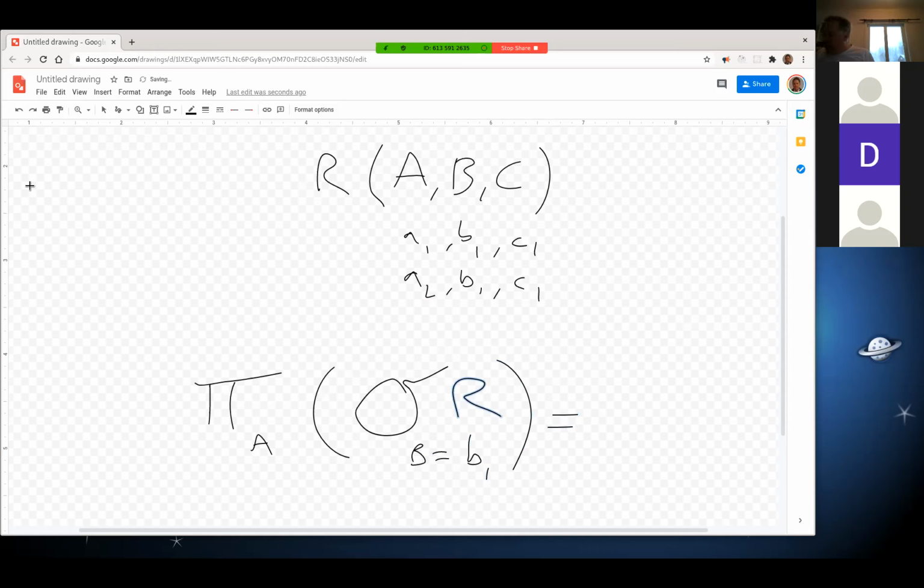So the very first operator, what we do here is we apply the select operator over R, and we look for the tuples where B equals B1. Oh, that's both of them. So this internal expression returns a relation, and it's just this original relation because they both have B equals B1. And then it projects out A.